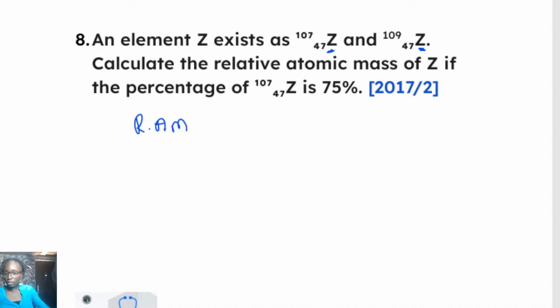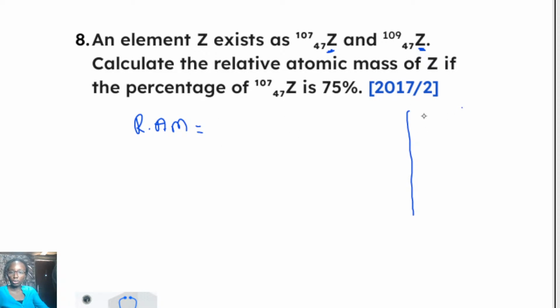Okay, maybe I should go ahead and solve this question. Like I said, very straightforward. I'm going to work it out here, but I do need to put some information here. They told us that this particular isotope is 75% abundant, which would mean that the one with a mass number of 109 would be 25%. It should only have 100%. So we already know what to do.